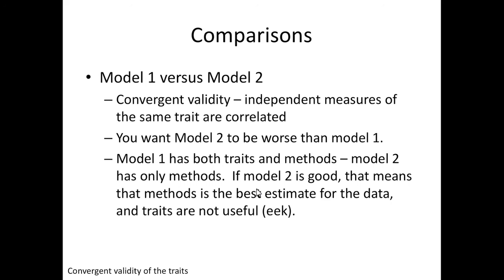So model 1, here's a kind of like way this works. Model 1 has both the traits and the methods. Model 2 only has methods. If model 2 is good, that means the methods are the best estimate for the data and that the traits are not useful. And that's bad. You really want your traits to be the real reason that you get the output you get, not the scale. Okay, so that's the best way I think about this comparison, 1 versus 2, is that I want my traits to be important enough that those scales don't matter. And if the model with only the scales is better, that implies these traits are not useful.